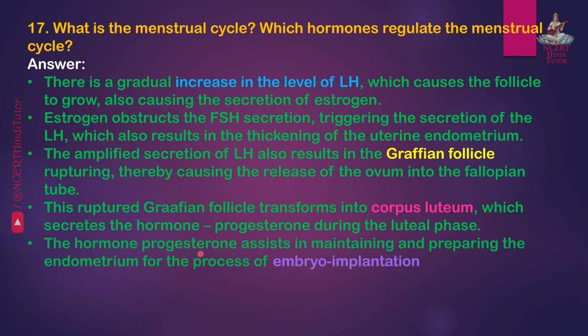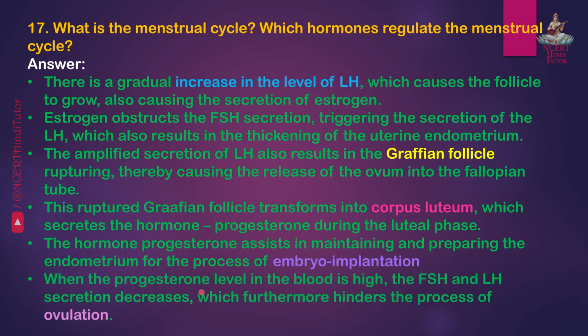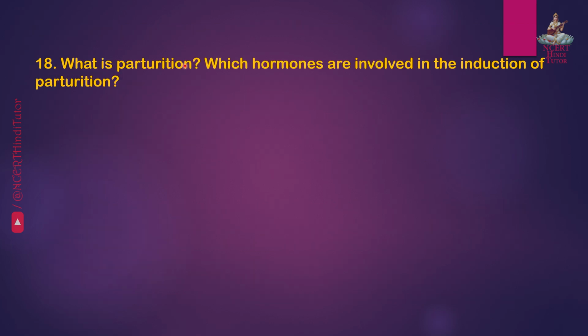The hormone progesterone assists in maintaining and preparing the endometrium for the process of embryo implantation. When the progesterone level in the blood is high, the FSH and LH secretion decreases, which furthermore hinders the process of ovulation. Question 18. What is parturition?